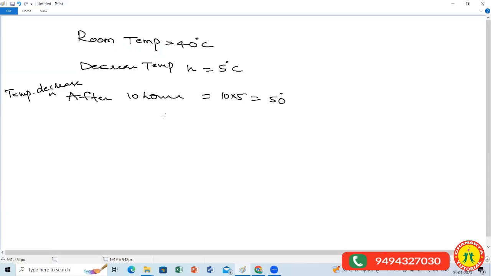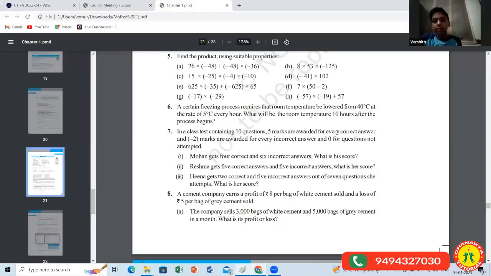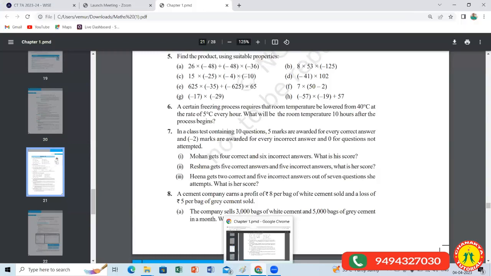50. So initially the room temperature was 40. The decrease in temperature is 50. 40 minus 50, what is the room temperature right now? Negative 10. So the temperature after the decrease is negative 10 degrees Celsius. Hope you understood, Kritvik, and where is the other boy, Varshit? Yes, ma'am. Understood.